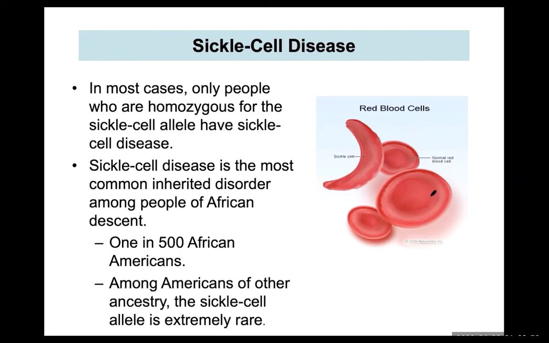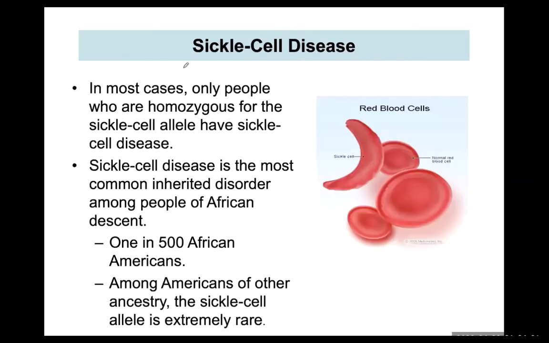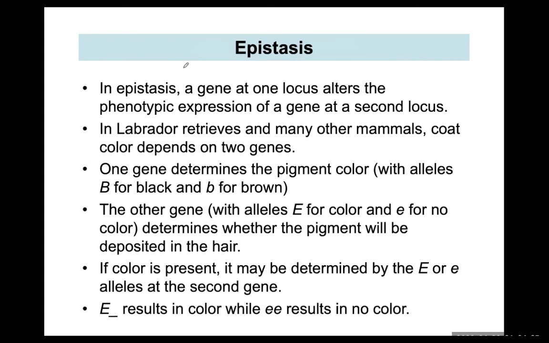Among Americans of other ancestry coming from Europe or Asia, the sickle cell allele is extremely rare. So far you have studied pleiotropy. Pleiotropy means one single allele influences several phenotypes. The example was sickle cell disease. Another pattern of inheritance is called epistasis: a gene at one locus alters the phenotypic expression of a gene at a second locus.